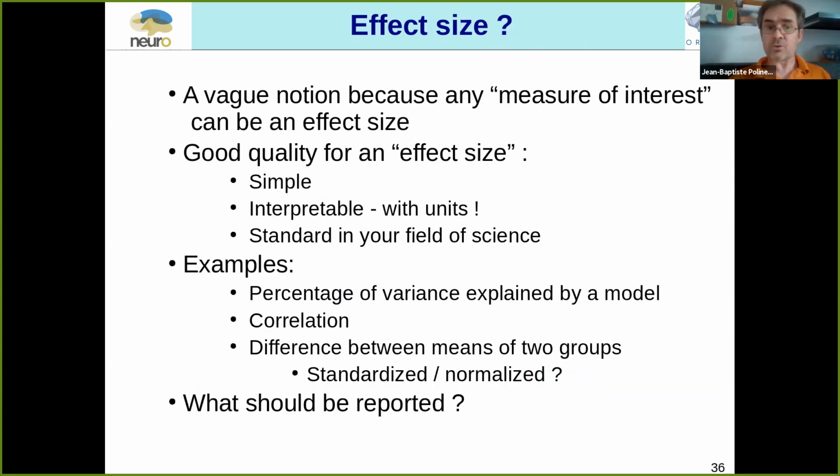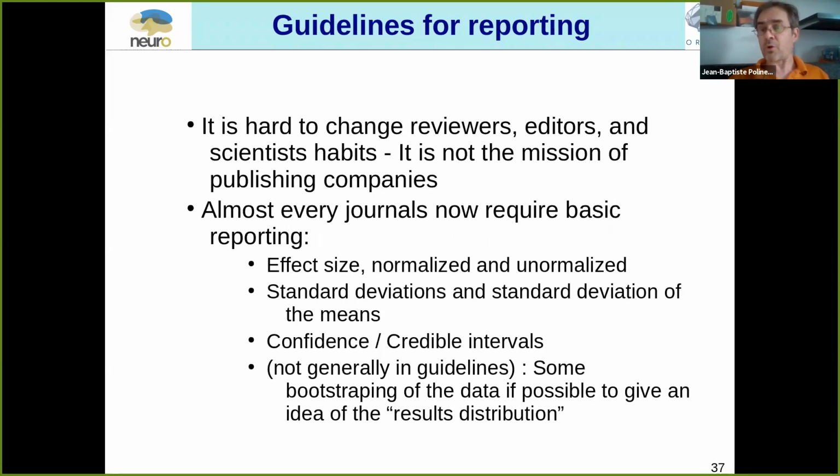So what is good to report, and what's a good effect size? Anything can be a good effect size. It's really about what you think is important for people to know about your study and your results. In general, the simpler, the more interpretable, the more specific units that are understood by the community and standard in your field, the better. But it can be anything, like a percentage of variance explained by a model, which is a classical effect size, for instance. Correlation, difference between means, of course, and so on. The idea is that we should report as much of the information as we can, and that's particularly important for meta-analysis. I know that Angie has talked to you about meta-analysis. It's also very important that those reported effect sizes are well done in papers.